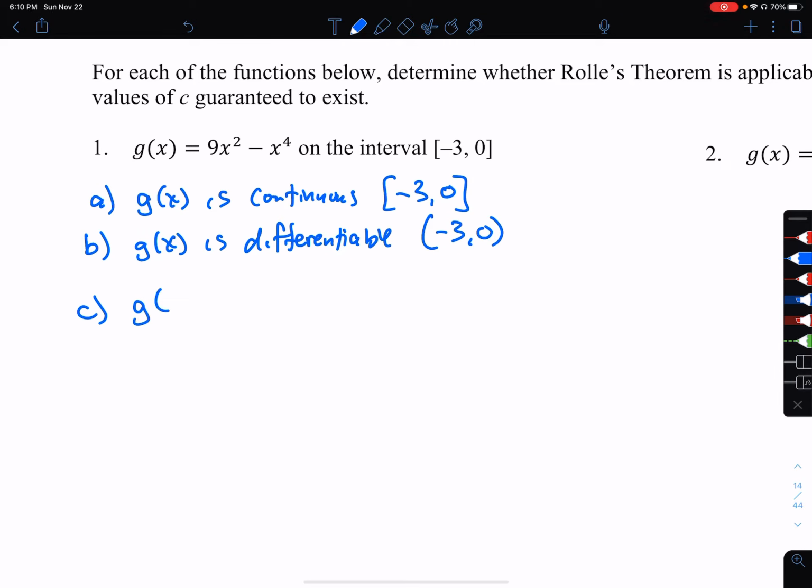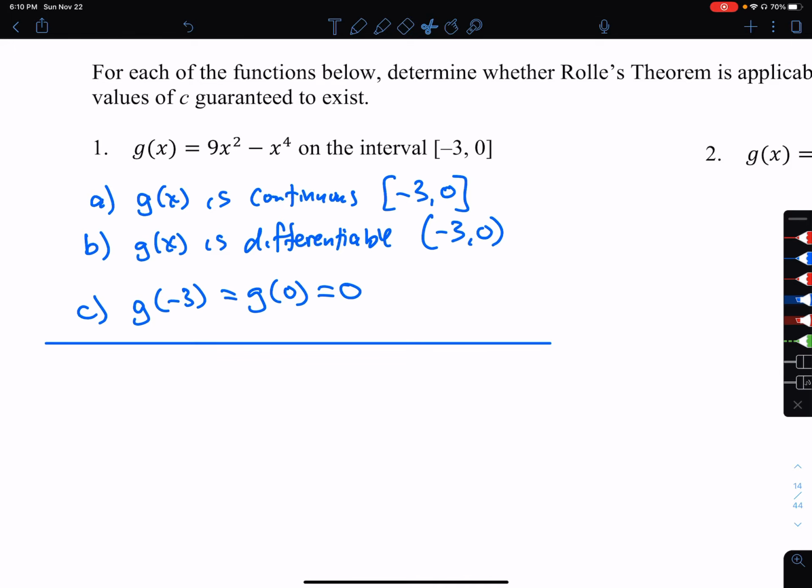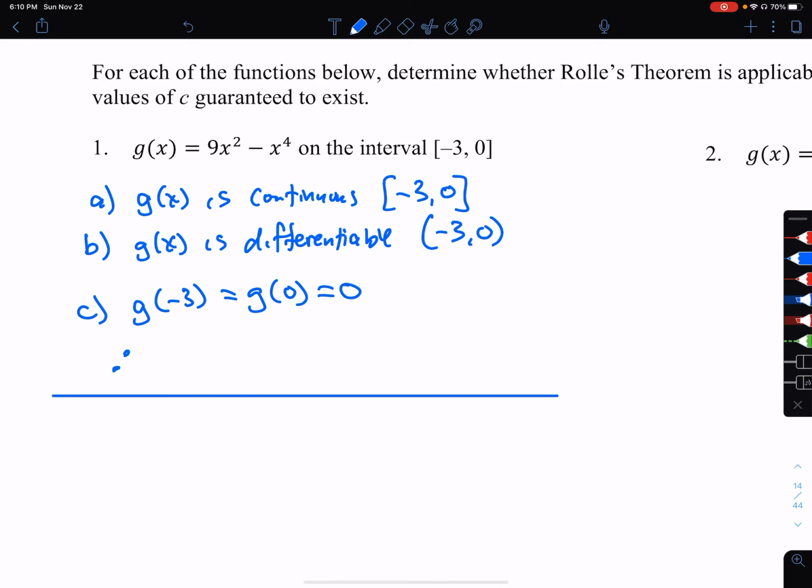What does g of -3 and g of 0 equal? Do they equal each other? Well, let's see. If we put a 0 into this, this is going to be minus 0 squared times 9. This is going to be 0. Put -3 in, -3 squared, that would be 81. 9 times -3 squared, also 81. Those are both going to be 0. So we know from this that Rolle's theorem applies.